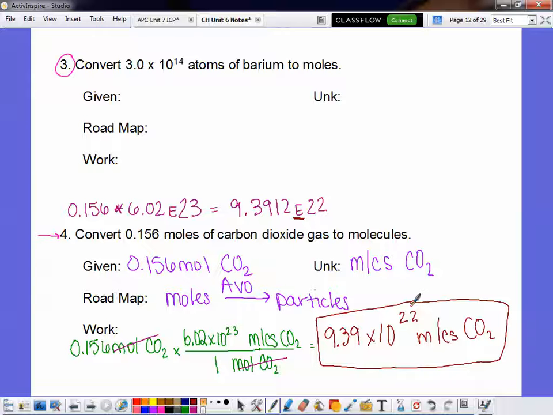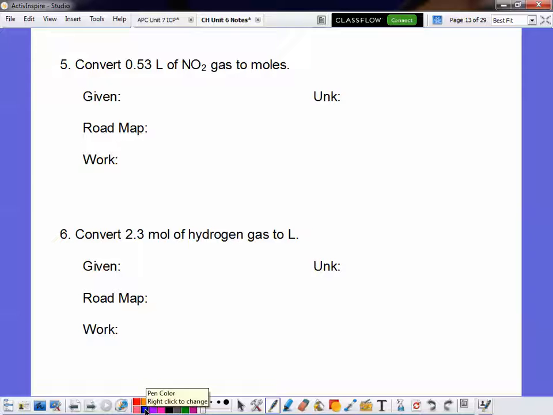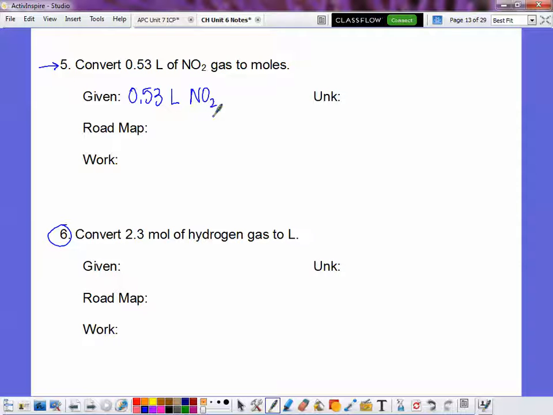All right, we're going to do one more problem as a big group, and then I'll let you guys do the 3 that we're going to skip over as a pod. Ready to go to the next page? All right. Last problem together, we're going to do number 5. You guys as a pod will have to do 2, 3, and 6. All right, so number 5. What is our given? 0.53 liters of NO2.